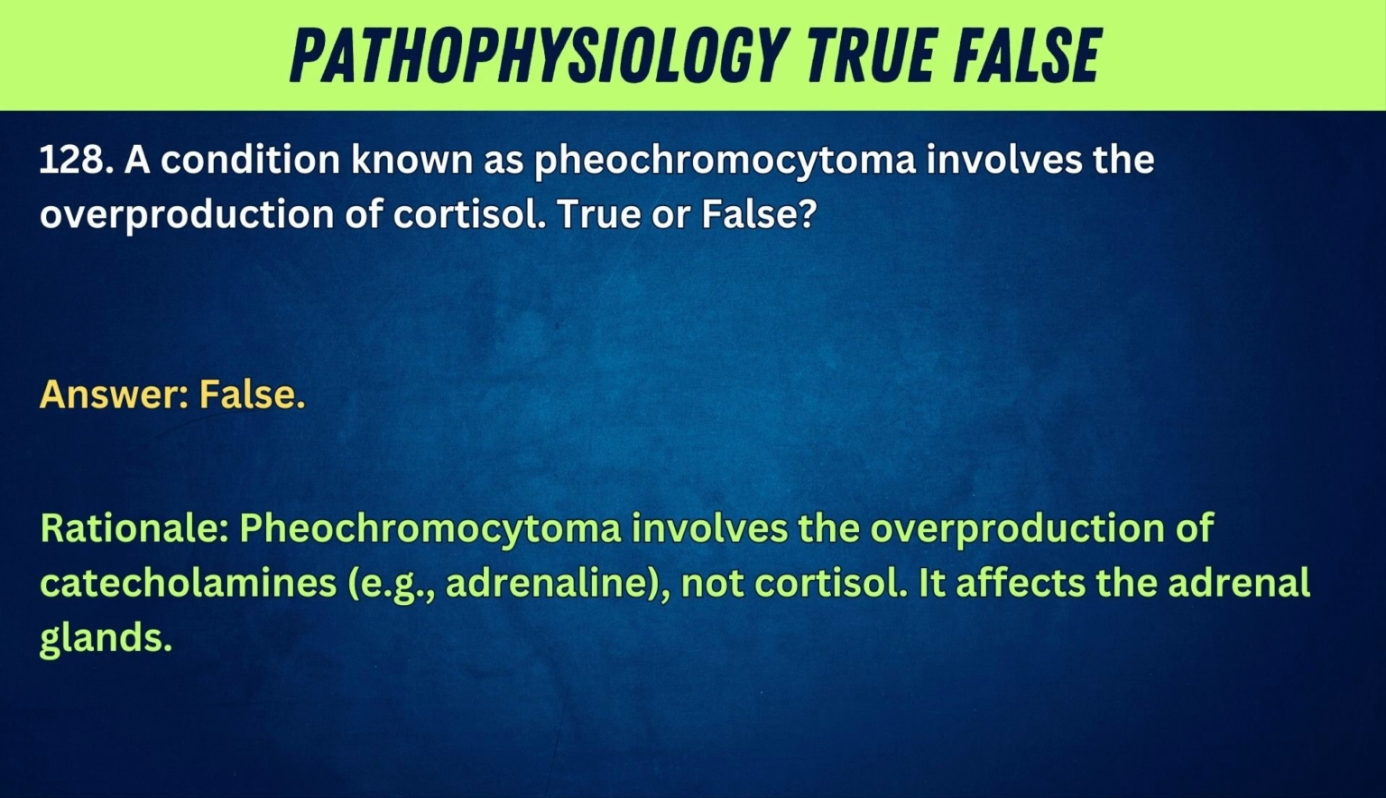128. A condition known as pheochromocytoma involves the overproduction of cortisol. True or false? Answer: false. Rationale: pheochromocytoma involves the overproduction of catecholamines, e.g., adrenaline, not cortisol. It affects the adrenal glands.